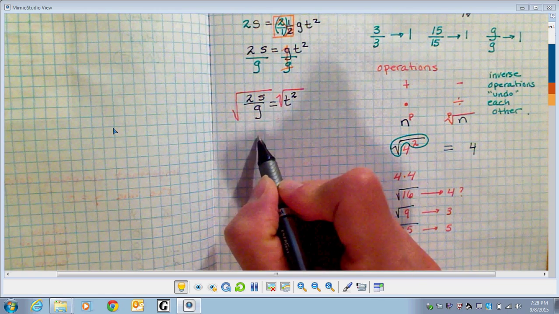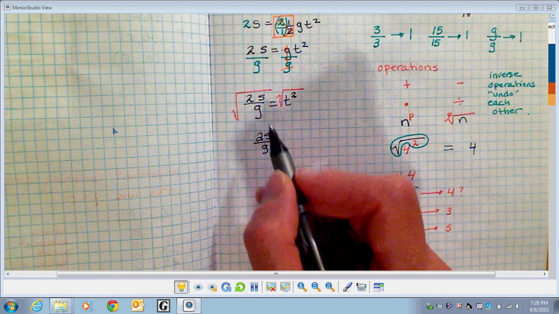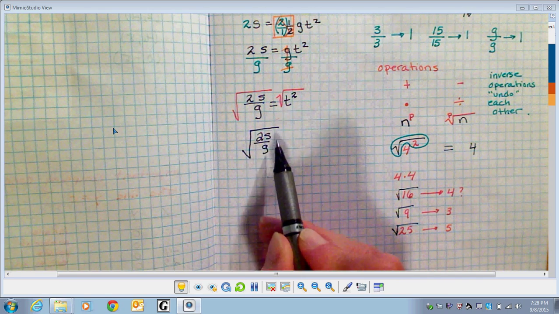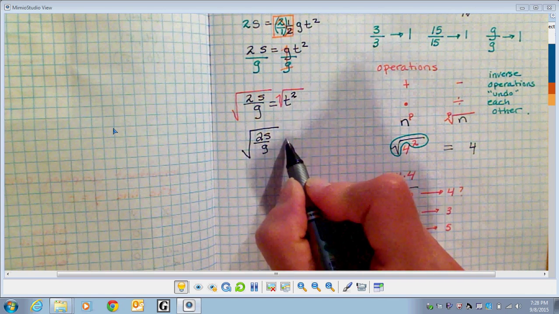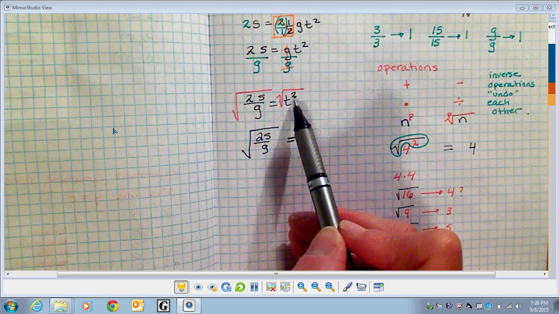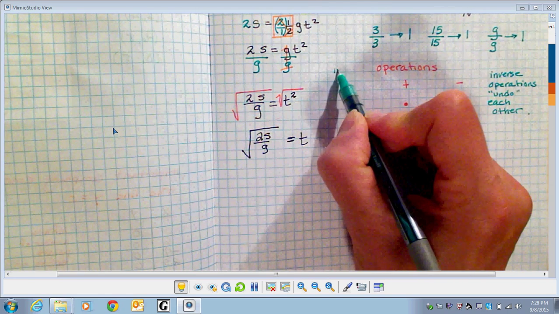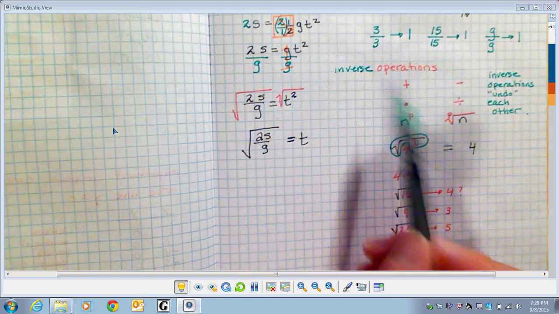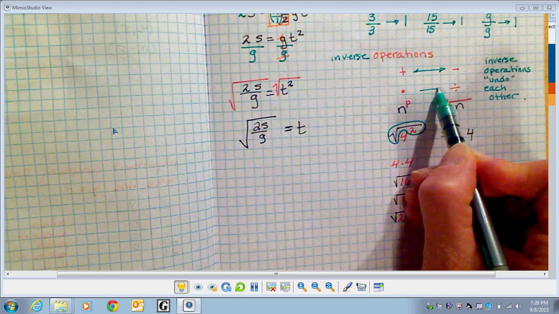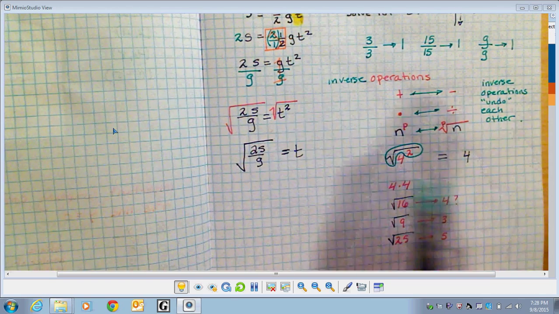So then that means I have 2s divided by g. And I want you to note that I'm taking that square root and I'm putting this whole thing underneath the square root sign. And that equals t, because the square root undoes a square. So that's what we call inverse operations. These are inverse operations. They undo each other. They're opposites. Opposite operations. So I've just solved for t.